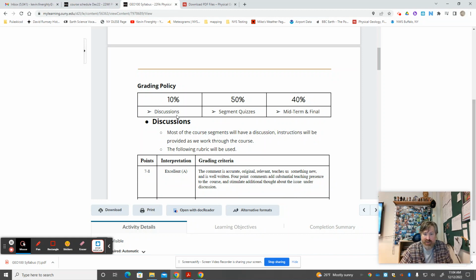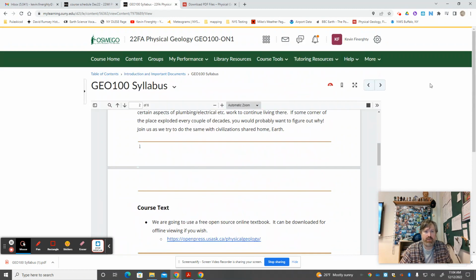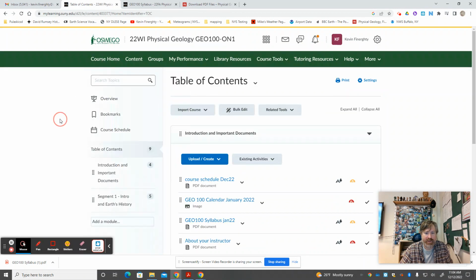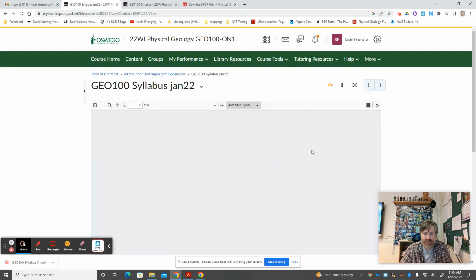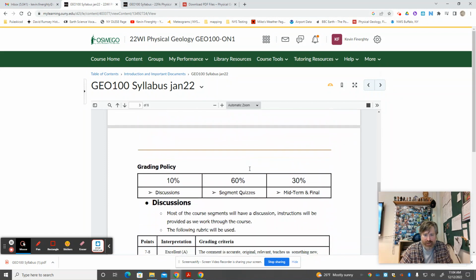Grading, 10% will be on discussions. Why did this not change? Because I'm in the fall one. Sorry about that. Let's go to the appropriate syllabus. Everything's the same. That says winter now. All of that's the same.